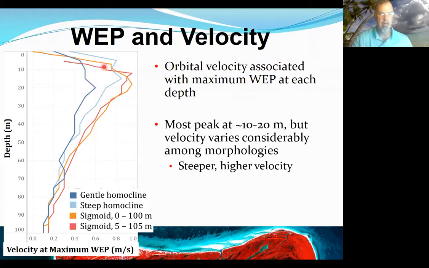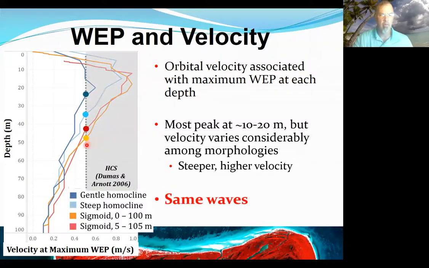Most have a peak at about 10 to 20 meters water depth. Steeper profiles have higher velocities. We can also think in terms of sedimentary structures which are produced. There was a paper back in 2006 by Dumas and Arnott, and they suggested that HCS, hummocky cross-stratification, occurred where currents were less than 10 centimeters per second, but orbital velocities were greater than 50 centimeters per second. So where would these occur? On the shallow sigmoid it might occur at about 50 meters water depth. It would not be exceeded until about 25 meters water depth in this gentle homoclinal ramp. So again, these are the same waves, but very different energy imparted on the seafloor.